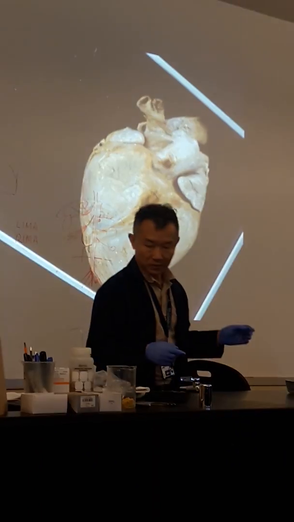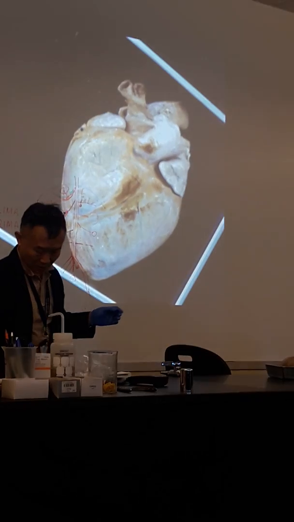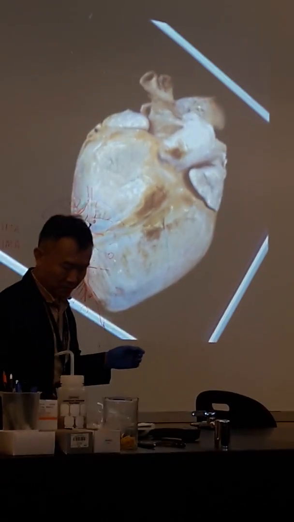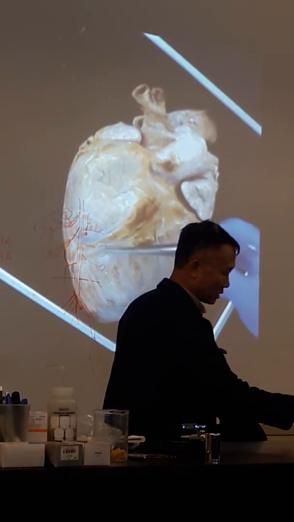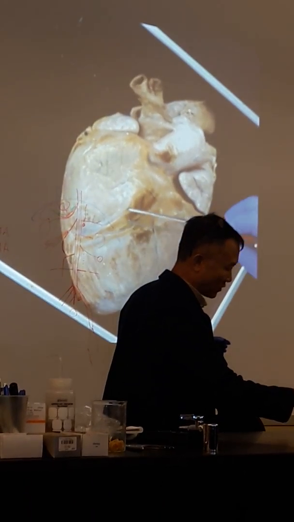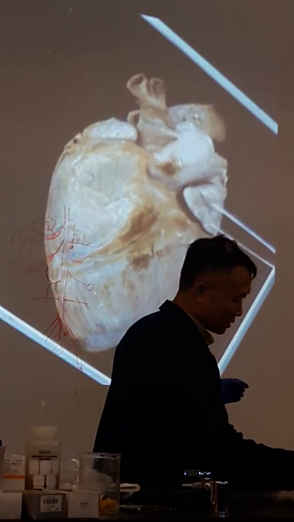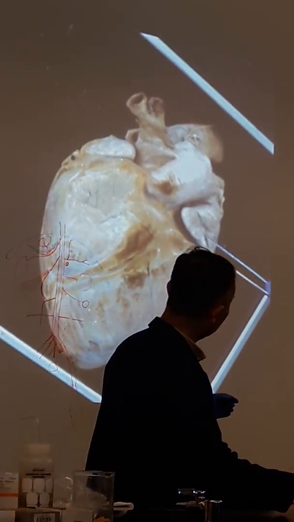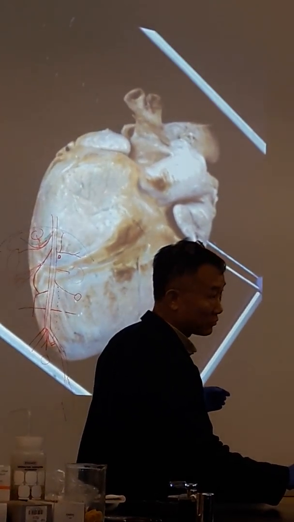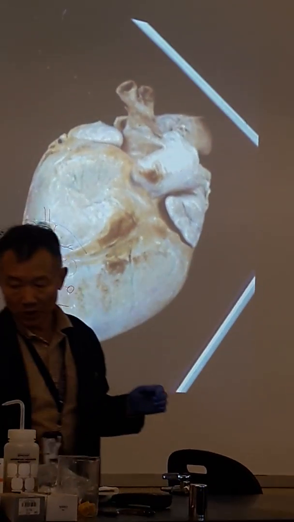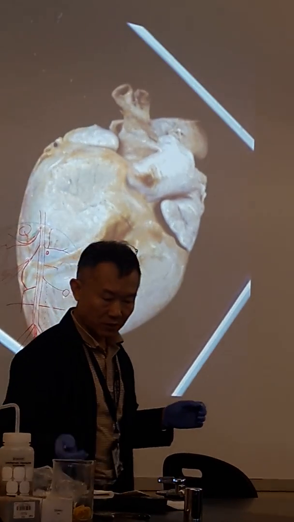Left ventricle, right ventricle, and the interventricular sulcus is this. Okay, see some fat over here. And this is the left atrium. Okay, but this, okay, that's following that.